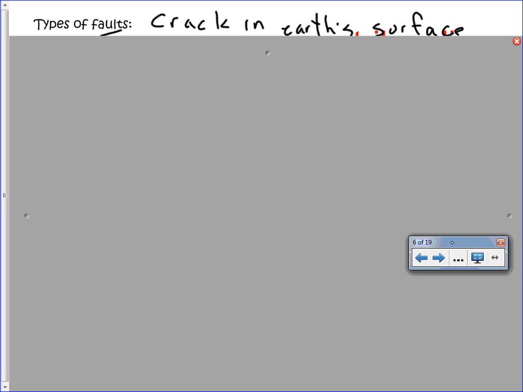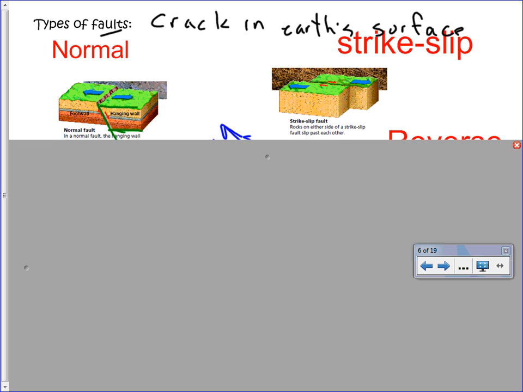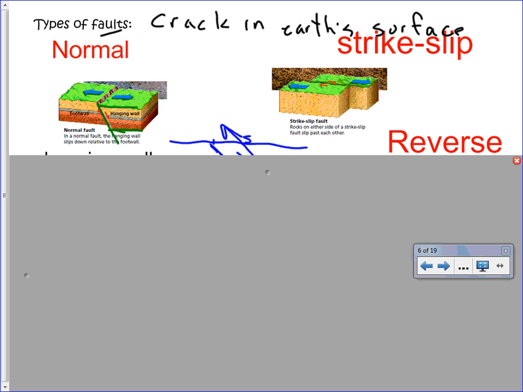And the types of faults, to me, are really kind of less important than just knowing what's going on. I find these sometimes to be a little bit confusing, both in what they are, in their names, and what's happening. If you want to follow along in the textbook, this is on page 164 and 165.